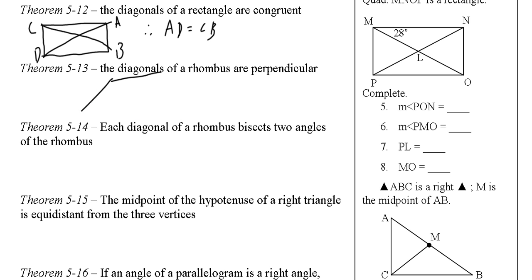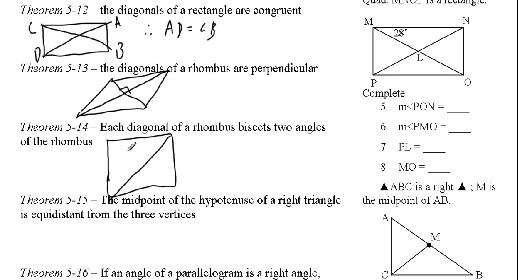Theorem 513 says the diagonals of a rhombus are perpendicular. That means that these meet at a right angle. And we also have theorem 514, which says that each diagonal of a rhombus bisects 2 angles.